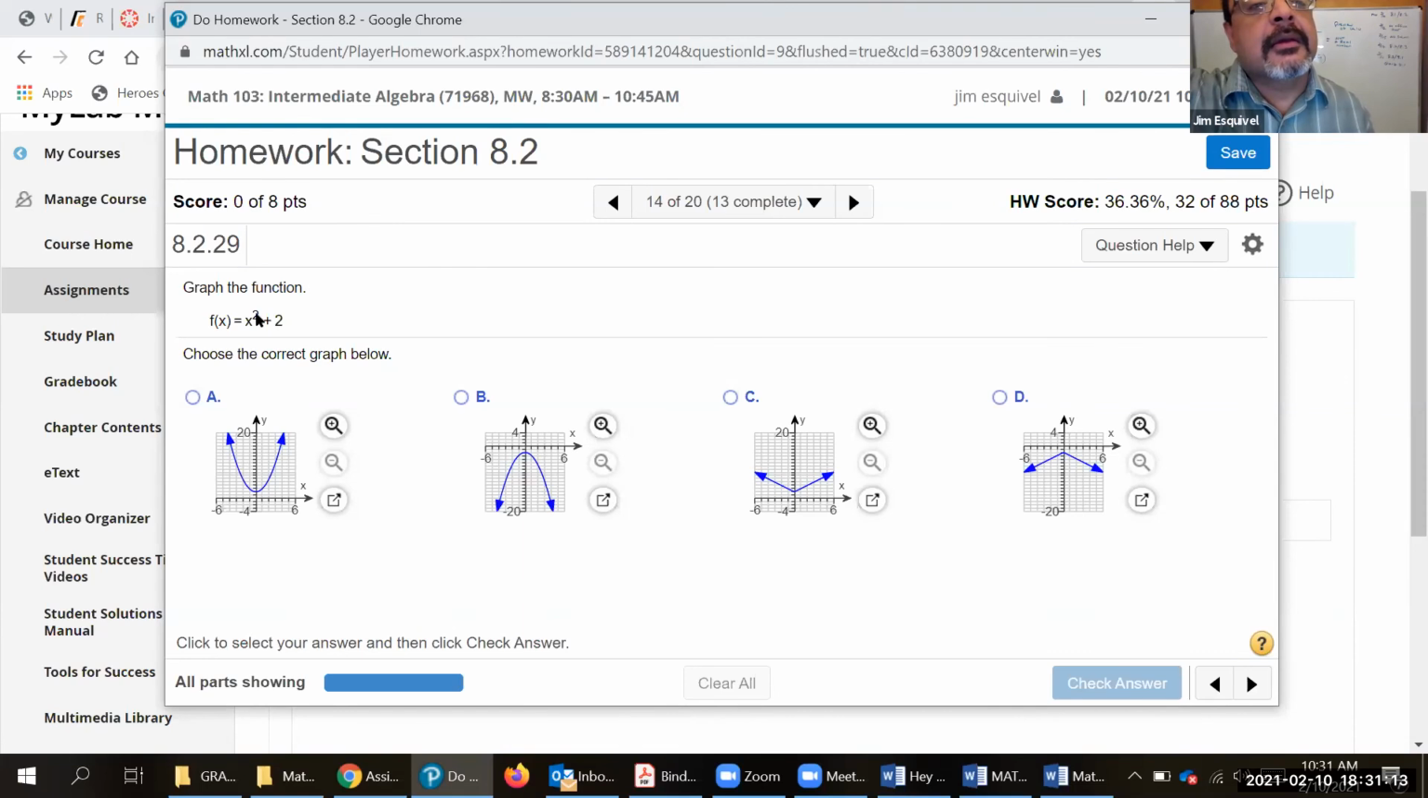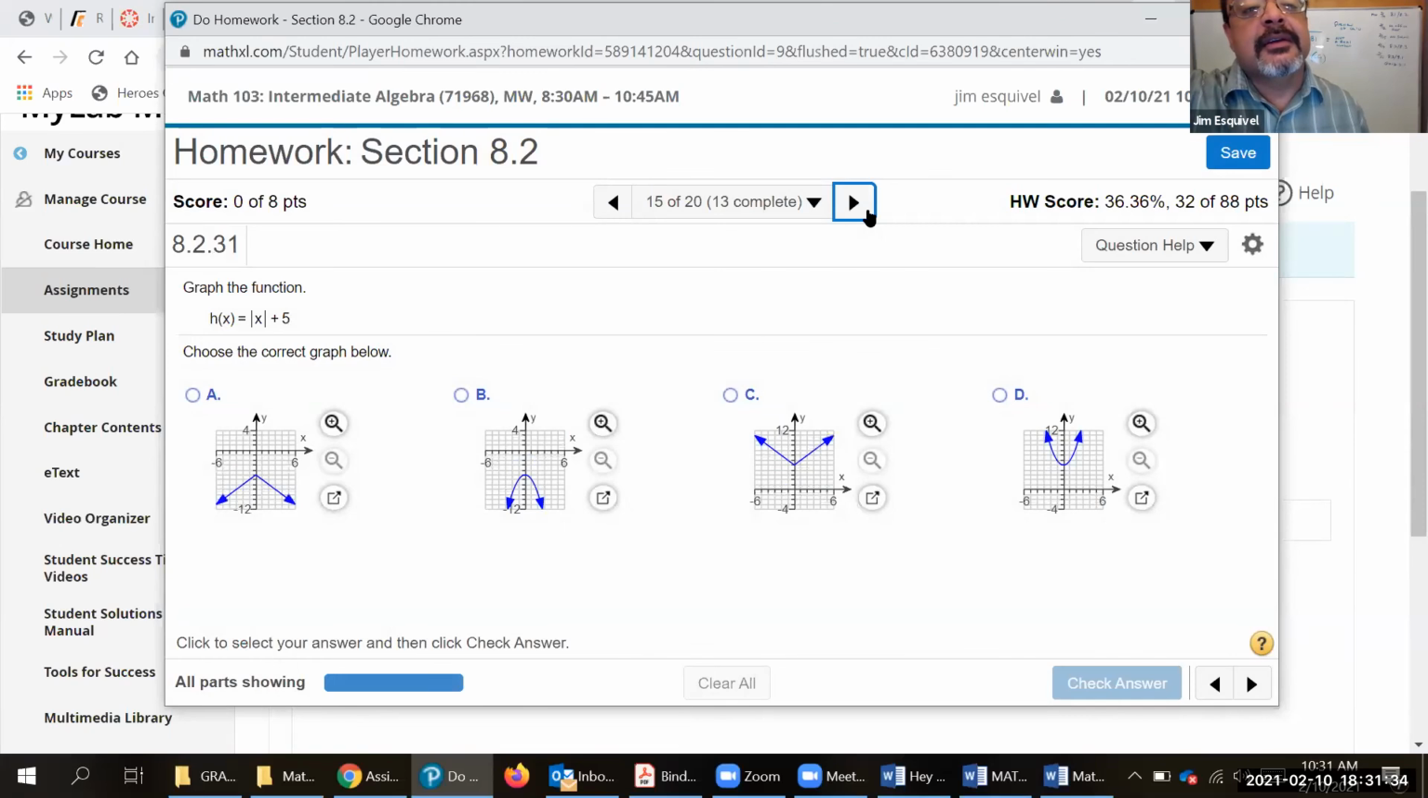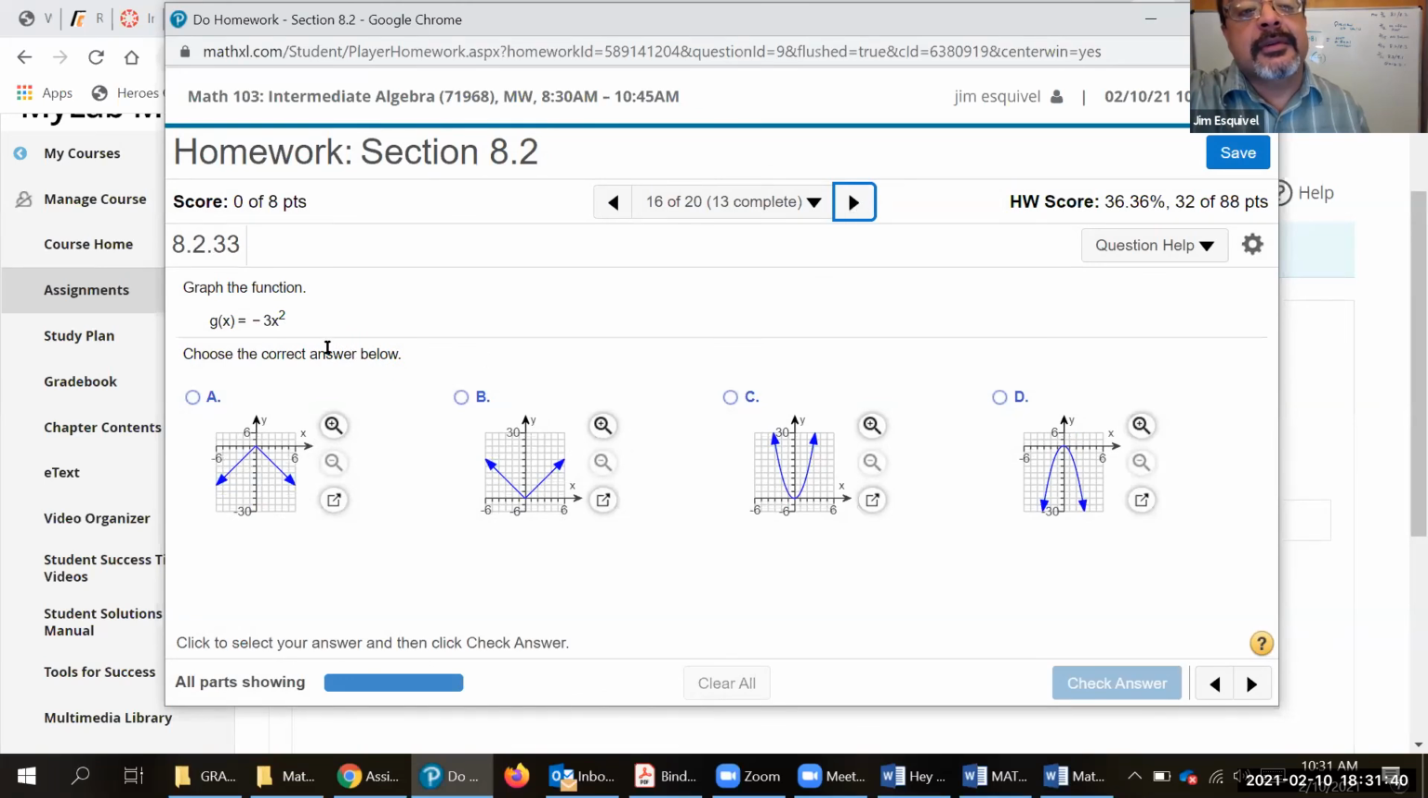And then right here, this is where we're going to start learning how to graph x squared plus 2. But we don't automatically graph x squared plus 2. We start by just learning how to graph simple, plain old, single. What does the graph of x squared look like? And then absolute value of an x, -3 times an x squared.